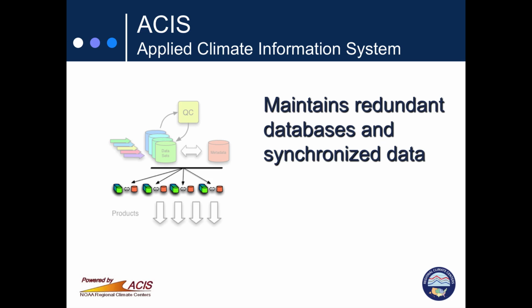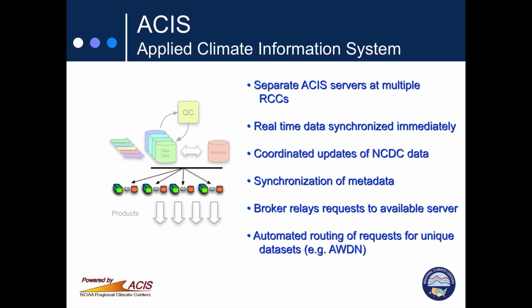There are multiple ACIS servers and databases at RCCs across the country. All are synchronized to assure users receive exactly the same climate data, whether they access the server in the High Plains or the Northeast. A broker relays requests to available servers. This limits downtime and distributes user volume across multiple servers, particularly during times of high usage.